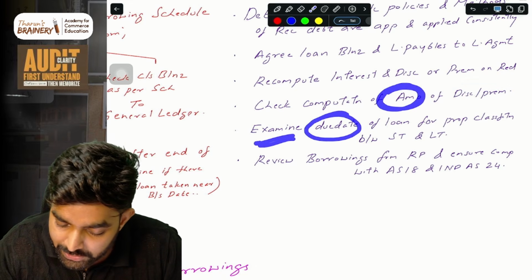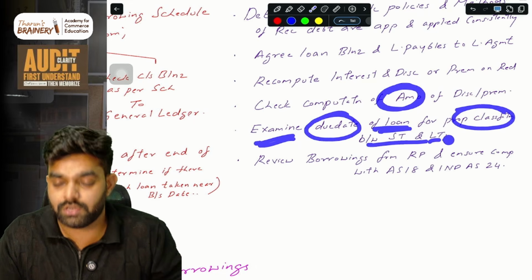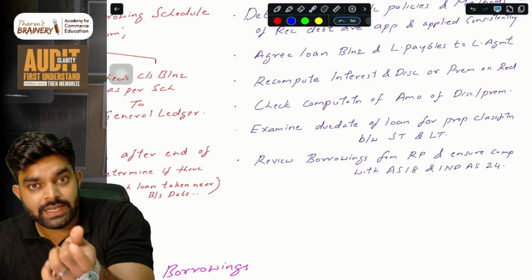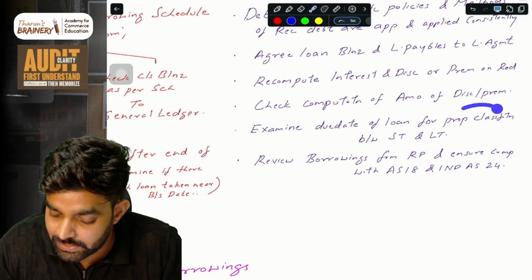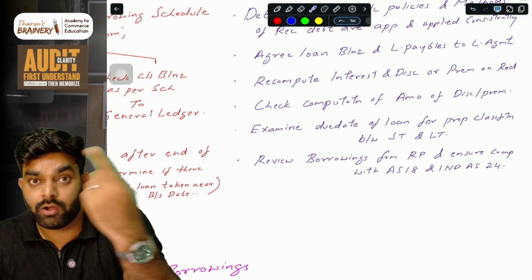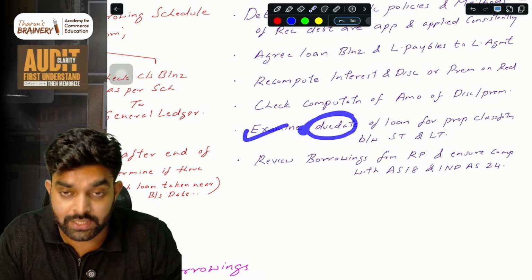Then examine the due date of loan for proper classification of short term and long term. Check the due dates of the loan, on which date it should actually be paid, to see whether it is properly classified as long term or short term. If it is payable for more than 1 year, long term, else short term. For that you check the due date.